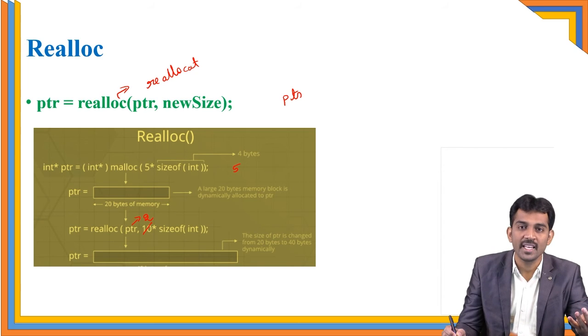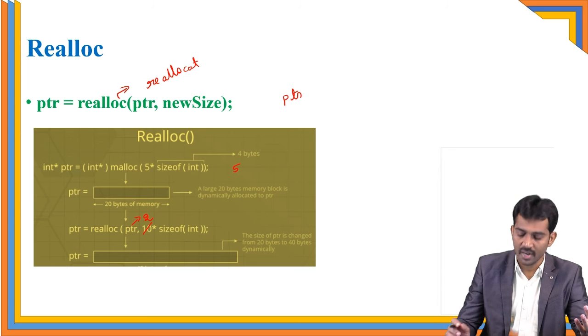malloc is going to allocate the memory. calloc is also going to allocate the memory. But the default value of calloc is 0. Coming to the realloc function, it is going to decrease or increase the memory. The function is realloc, right?